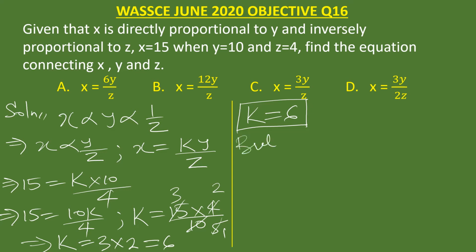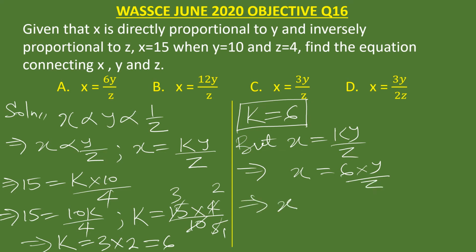But we know that x is equal to what? Ky over z. So inserting the values, we have that x is equal to, what is k? 6 times y over z. That means x is equal to 6y over z. So this is the equation connecting x, y, and z. Let's check the options. Good. Option A is the correct answer.